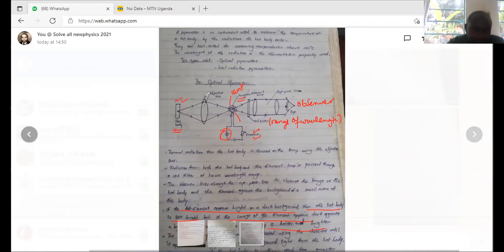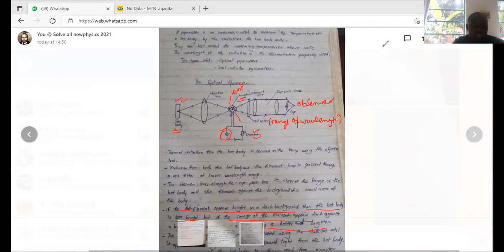So therefore, allow me to send notes on the thermocouple, the electric thermocouple, which I've discussed, and I've also discussed the optical pyrometer. For the optical pyrometer, I've already sent those notes. I've seen 4 people. I don't know whether all of you are on the group. I think you're all there. So allow me to send those other notes.